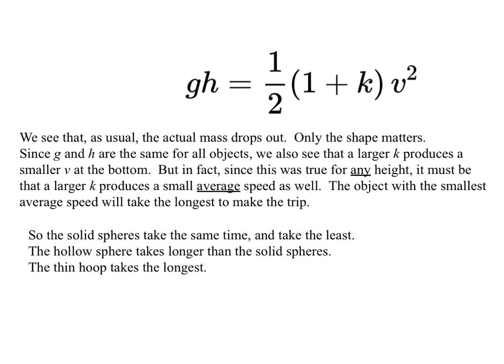Hey, look, the m drops out. That's not surprising. So it doesn't matter whether it's the heavy solid sphere or the light solid sphere. They'll have the same behaviors. And we know that for all the objects, these are the same number. So a larger k factor means a lower v, which is true at any height. A larger k produces a smaller average speed, which means it will take the longest when it has a large k. So the solid spheres take the same time and they take the least. The hollow sphere takes a little bit longer, and the thin hoop takes longer than that.